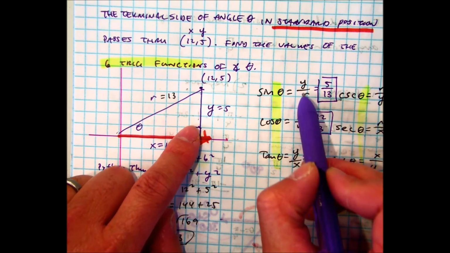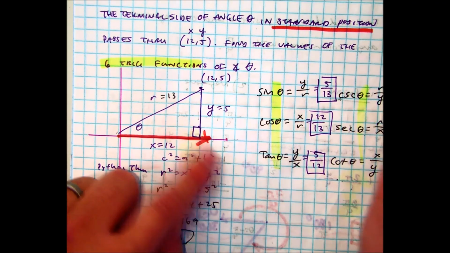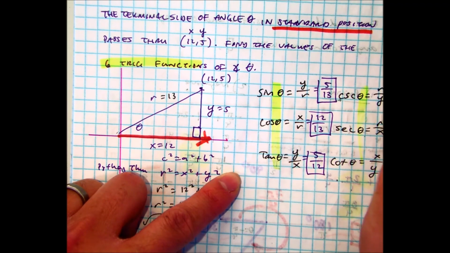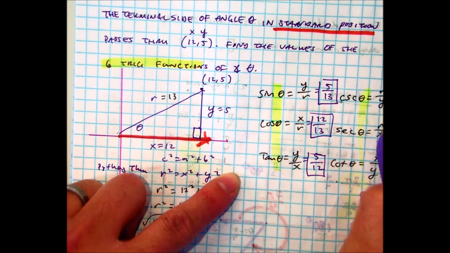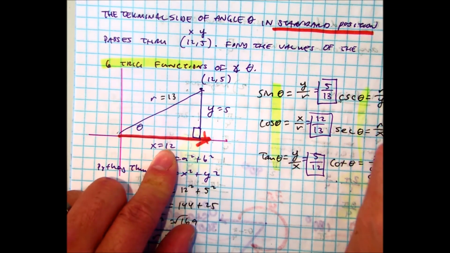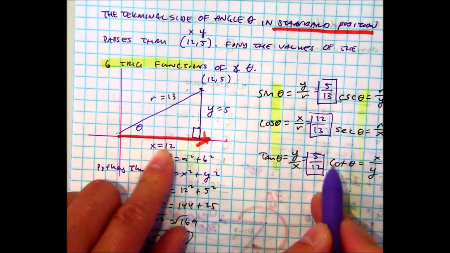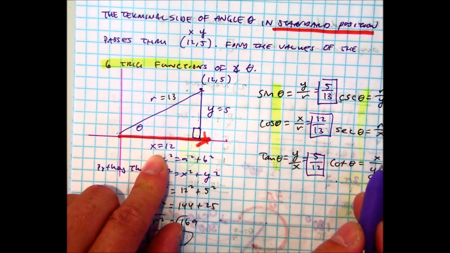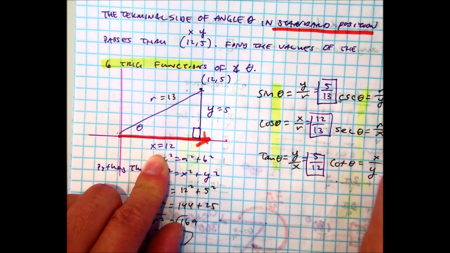Here, if I've done this right, I can just take the reciprocal, so 13 over 5. Secant is r over x, which is 13 over 12. And cotangent of theta is x over y, so 12 over 5.